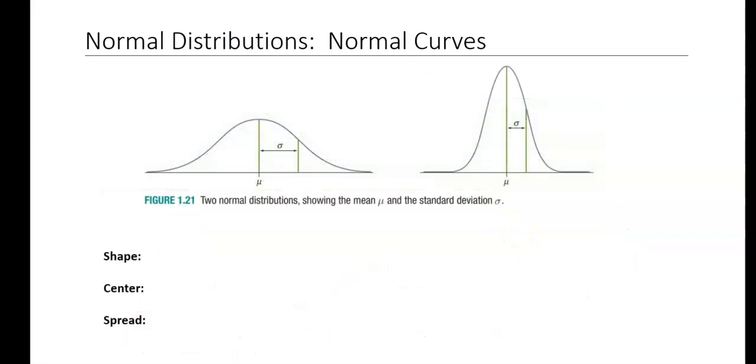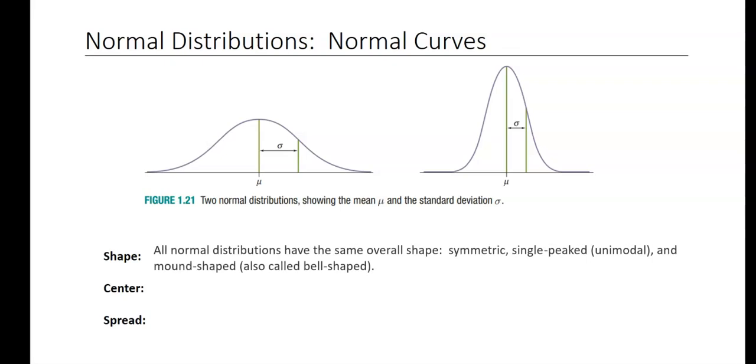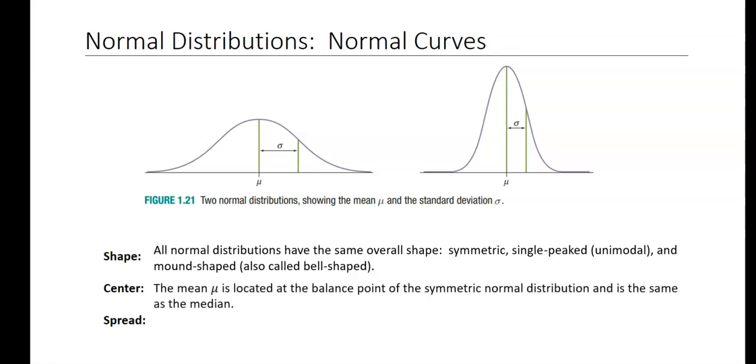Okay, two normal distributions. So what is the shape? Again, symmetric, single-peaked, unimodal, and mound-shaped, also called bell-shaped. Center is located at the balance point, right in the middle there, and it's the same as the median. We think the mean and median should be about the same for something that's approximately normal. And finally, the spread is in terms of standard deviations. We're measuring the width in terms of standard deviation. We'll talk more about that in just a minute.